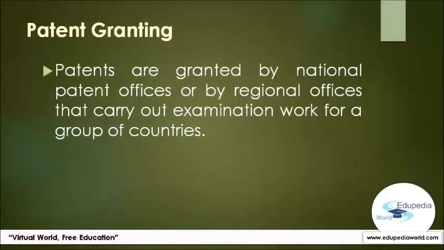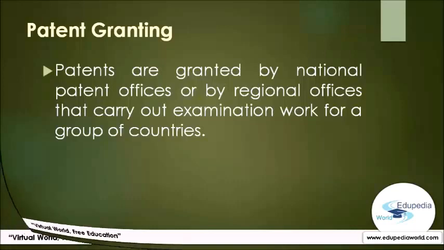Now let's look at who grants patents, who has that responsibility. Patents are granted by national patent offices or by regional offices that carry out examination work for a group of countries. Under such regional systems, an applicant requests protection for an invention in one or more countries, and each country decides whether to offer patent protection within its borders. Under national level patent systems, applicants can file a single patent application and request protection in as many signatory states as needed. So that's all about patents.